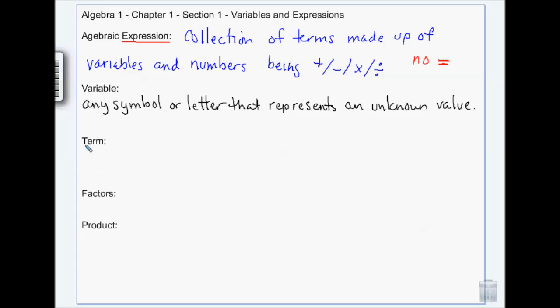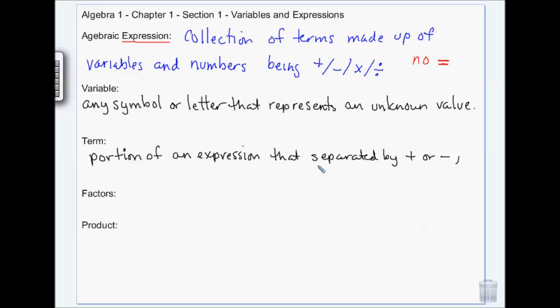A term is a portion of an expression, and they're separated by addition and subtraction. So the terms are the parts of the expression that are separated by addition and subtraction. They can be multiplied or divided, and they can be by themselves, but they're separated by addition and subtraction.